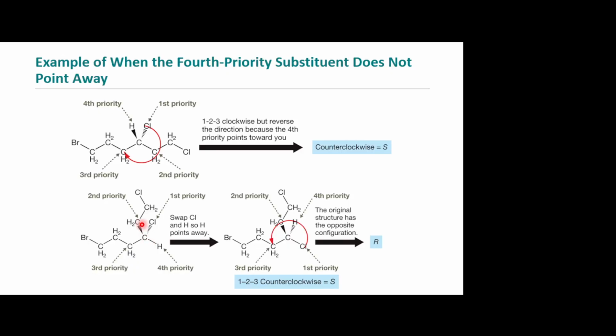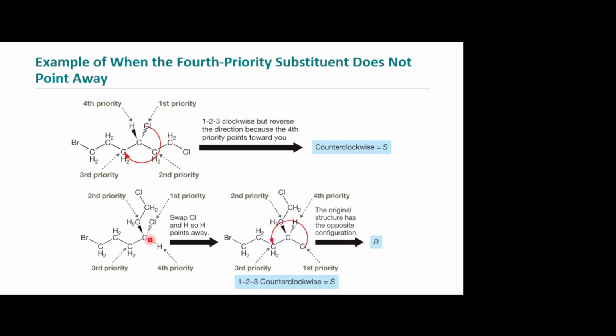Right here? Here? Because it's not chiral. So our center carbon is always the chiral carbon, because we're trying to assign the different enantiomers for that chirality. Does that make sense? Okay.